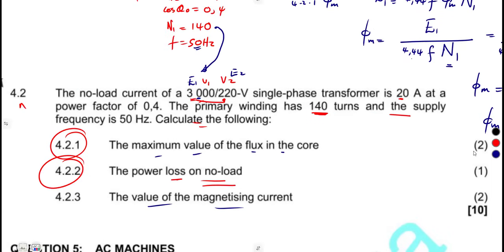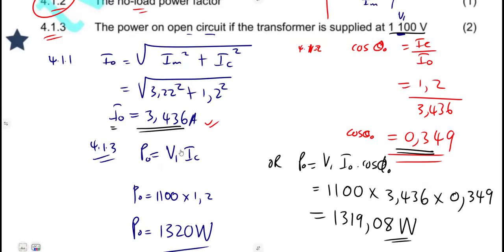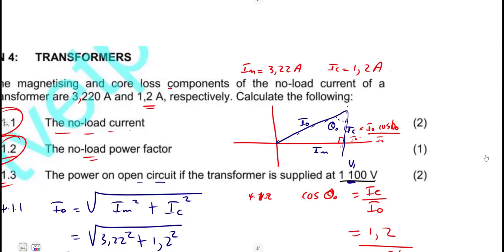Then the value of what? The magnetizing current. As we have got the no load current, remember from here, these two, they've got a relationship, magnetizing and the no load. The magnetizing is no load, sine of what? Sine of that angle.